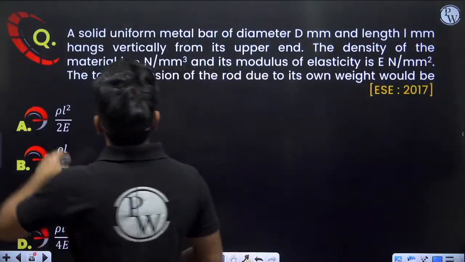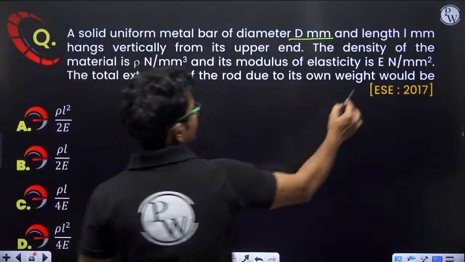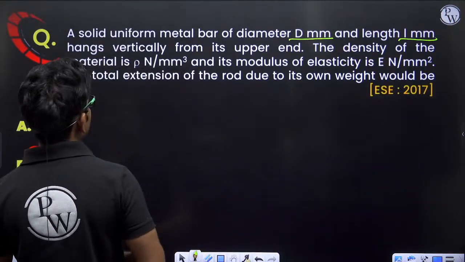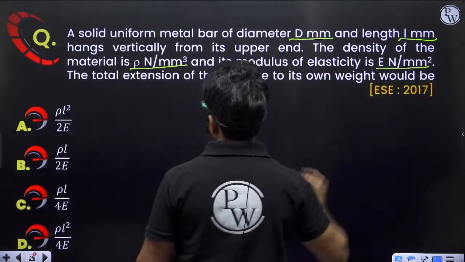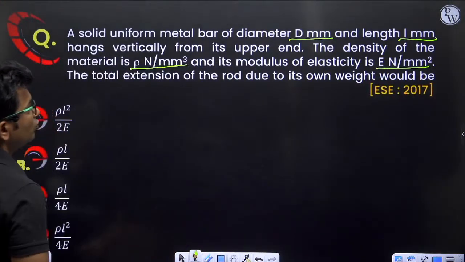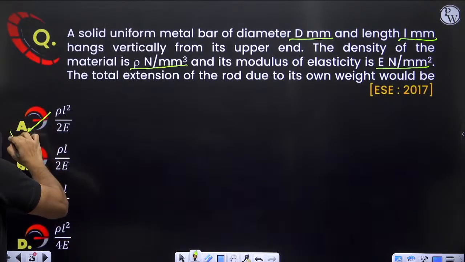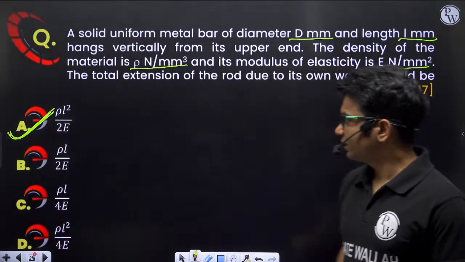Next question, a solid uniform metal bar of diameter d mm and length L mm hangs vertically from its upper end. The density of the material is rho Newton per mm cube and its modulus of elasticity is E Newton per mm square. Total extension of the rod due to own weight: rho L square upon 2E. This is the direct formula. So the correct answer is option A.